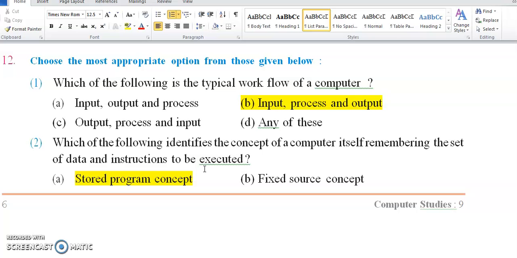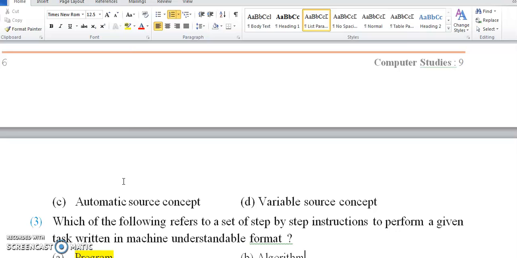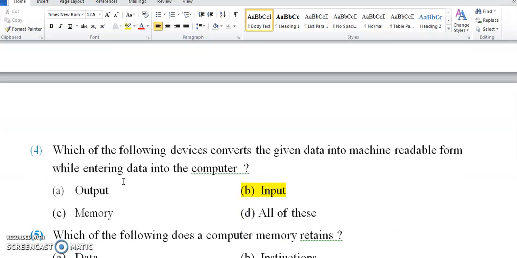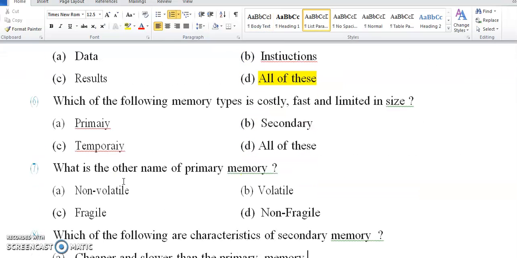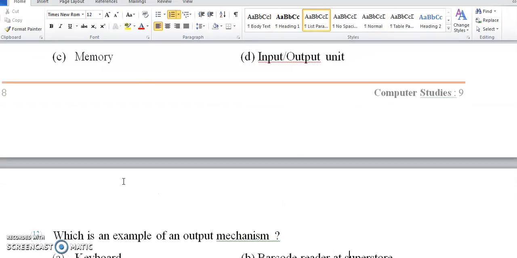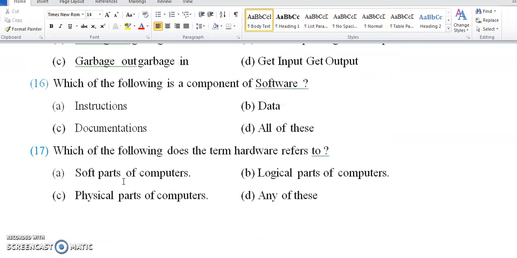How does the computer remember the data entered by us? Because of the stored program concept. If you remember, in my previous session I also explained one line: the reason computers became popular is the storage capacity of the computer. There are total I think 15 to 17 objective questions. You should write each and every question and write the answer in front of each question. So here we already completed this chapter.